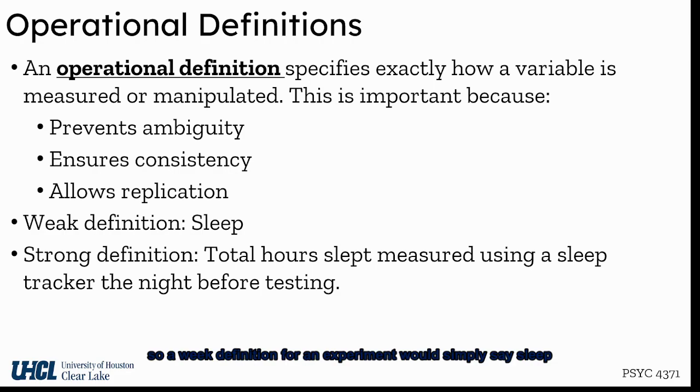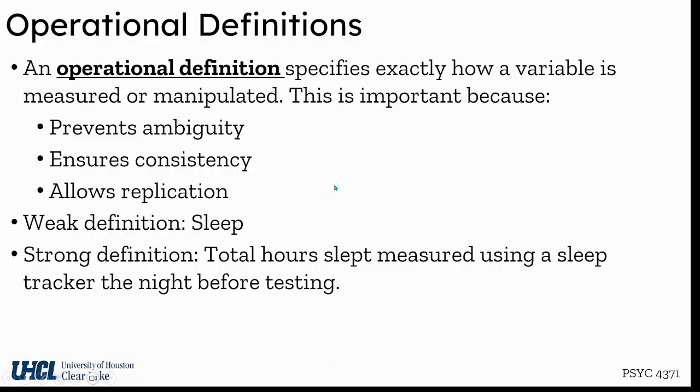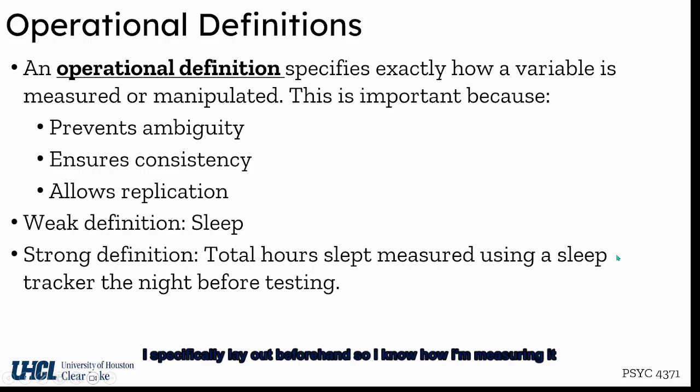So a weak definition for an experiment would simply say sleep. Am I talking about sleep quality, sleep quantity, chronotype? What am I talking about here? A stronger definition would be total hours slept measured using a sleep tracker the night before testing. So that would be a physiological measure, and it's got an active measurement that I specifically lay out beforehand so I know how I'm measuring it.